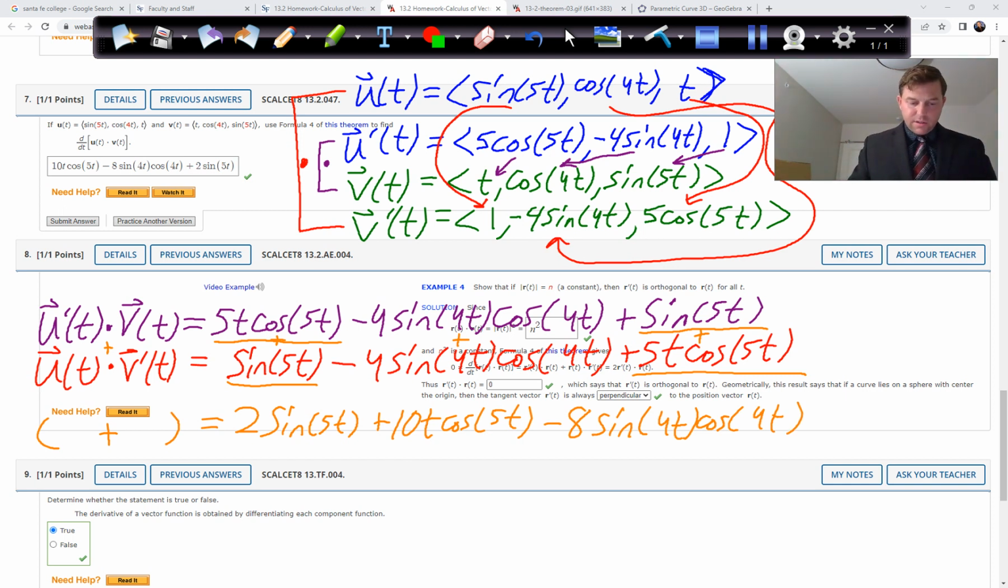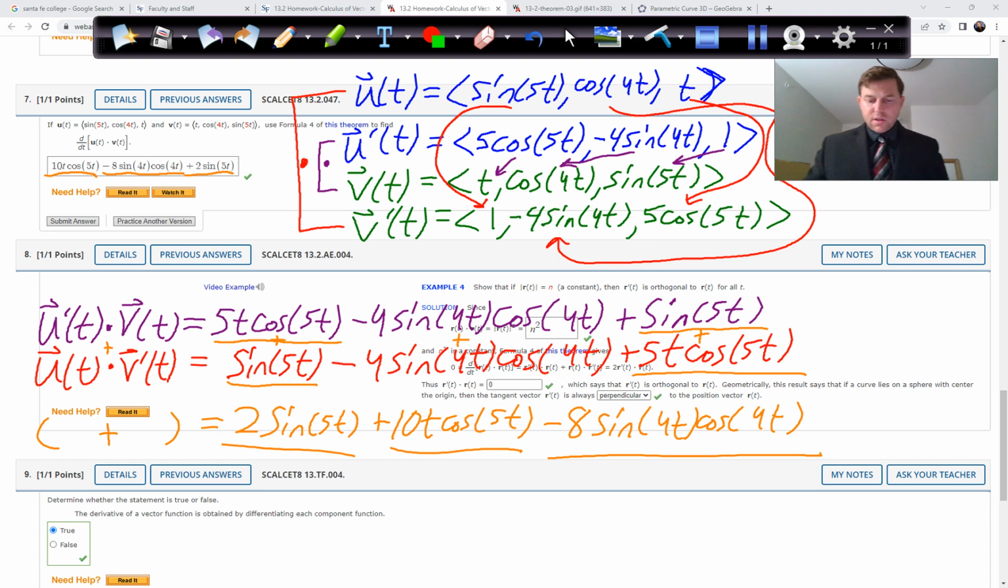So I wrote a little different order. 10t cosine 5t is here. Minus 8 sine 4t cosine 4t is here. And 2 sine 5t is here. Okay, so hopefully the derivatives aren't bad and the dot product's not bad. It's just accounting. It's just keeping track of all these different numbers and letters. That's problem 7.